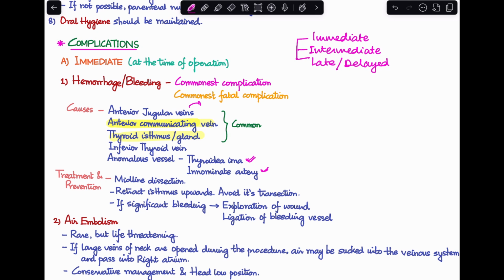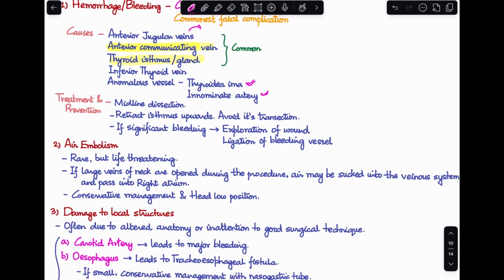And if after taking every preventative measure, we still end up with bleeding, in that case, we have to explore the wound and find out which is the bleeding vessel. And once we locate the bleeding vessel, we have to ligate it. So that's about our first complication, which is the most common complication, which is hemorrhage.